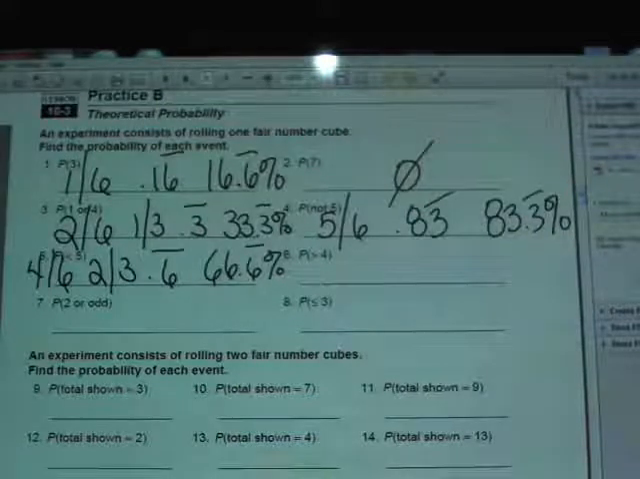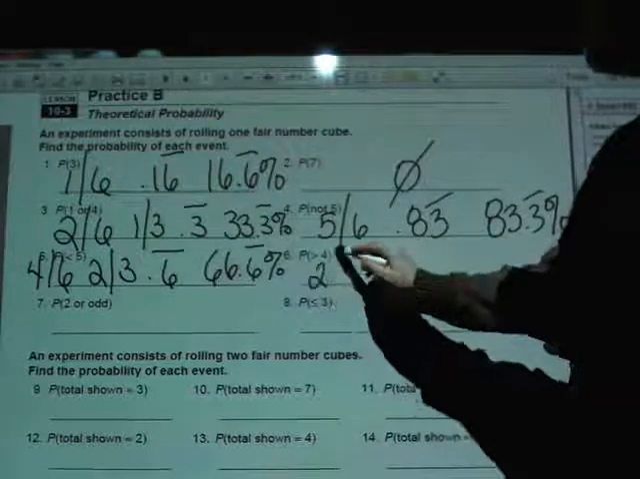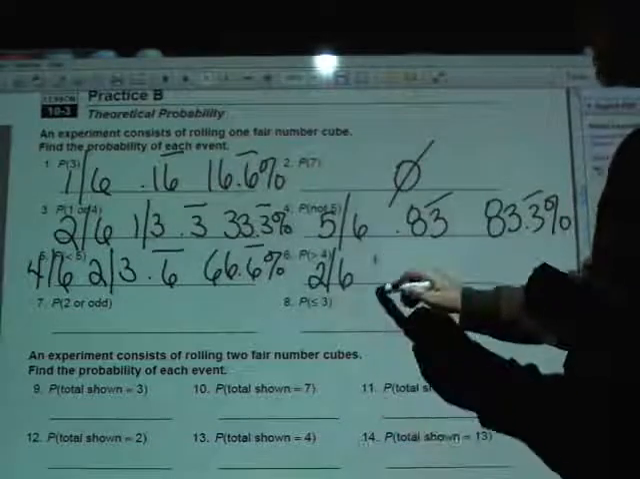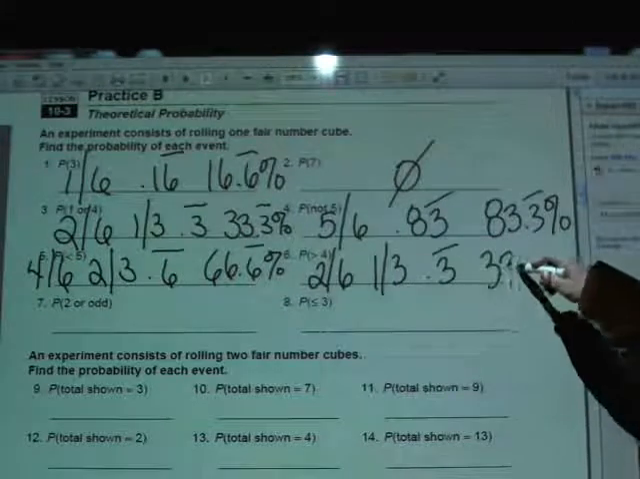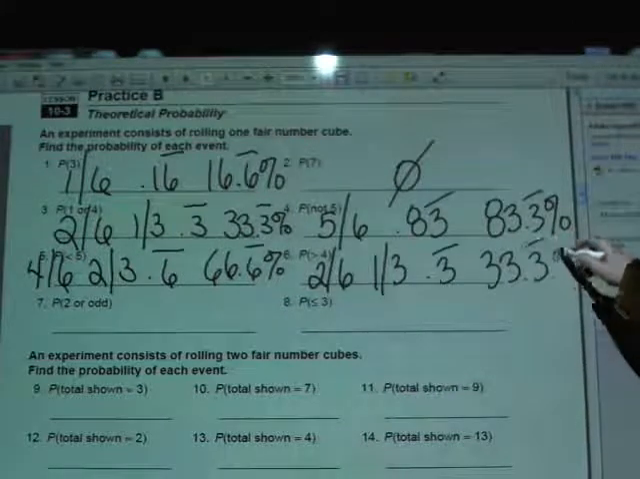Now, number 6, they're asking about the probability of getting something bigger than 4. So, of course, that's 5 and 6. So, 2 possibilities that are going to work there out of 6 total. So, the answer here being 2 out of 6 is going to be the same thing as we wrote for number 3: 1/3 and 0.3 repeating and 33.3 repeating percent.